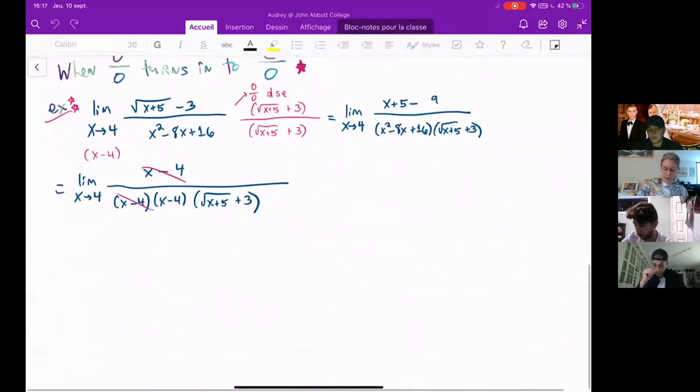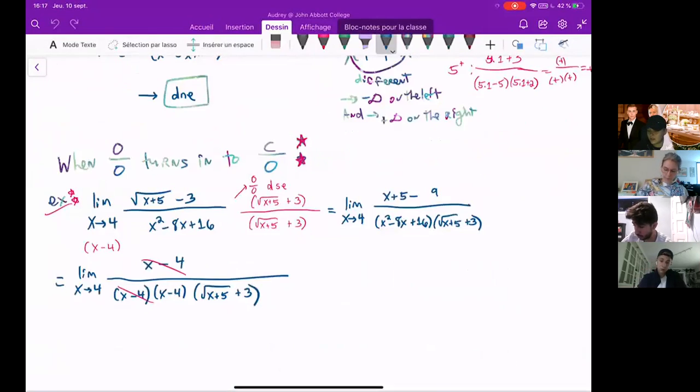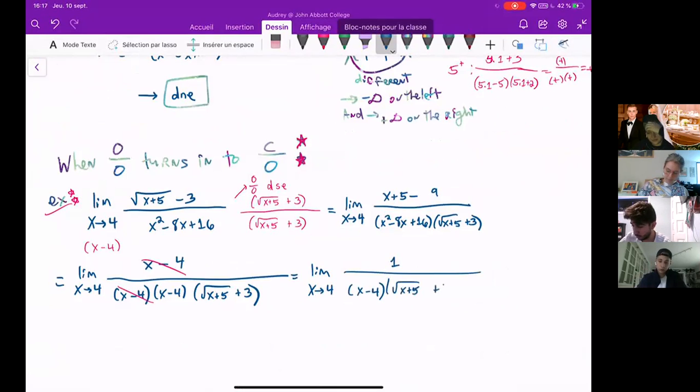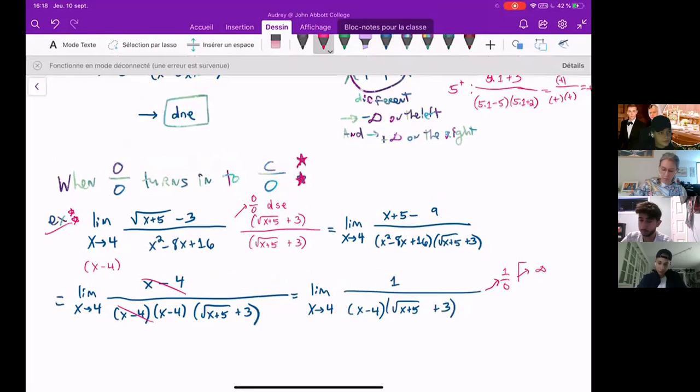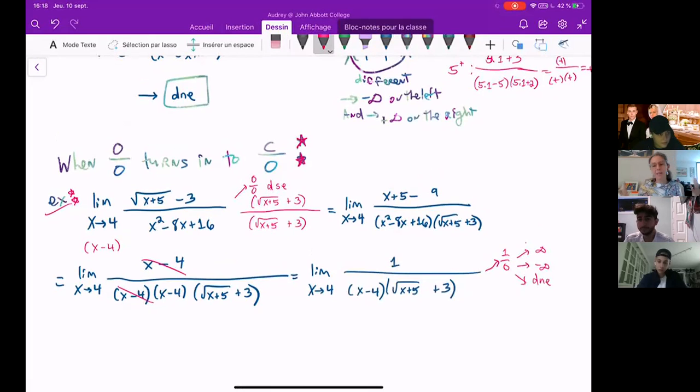Exactly, so I have a 1 left in the numerator. Good. Now what happens when I plug in? 1 over 0. I get 1 over 0. You got it. I get 1 over 0, which means that this is either infinity, or negative infinity, or does not exist.